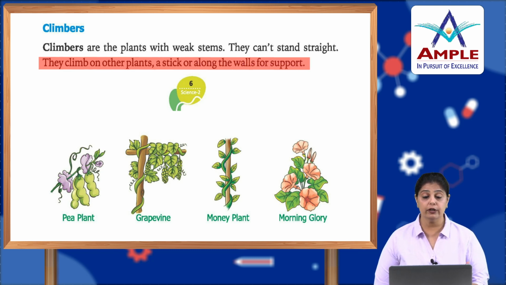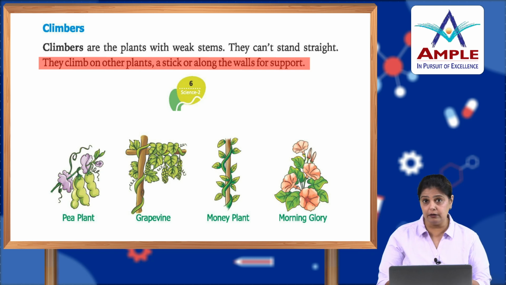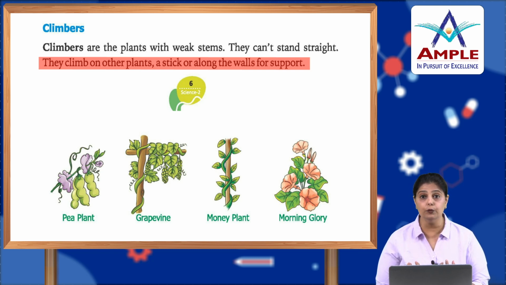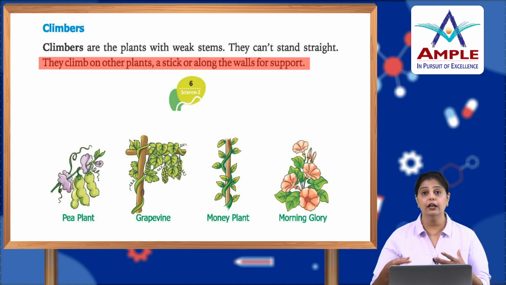Especially, if you look at a money plant for example, if you have a money plant at home, you must have seen that your mom put a stick in the pot and twirled the money plant around it. That's because the stem of the money plant is really thin and weak, and it cannot stand straight if it does not have a support. It will automatically start taking support of the wall, or of the other trees or plants which are around, and then it will start growing upwards.